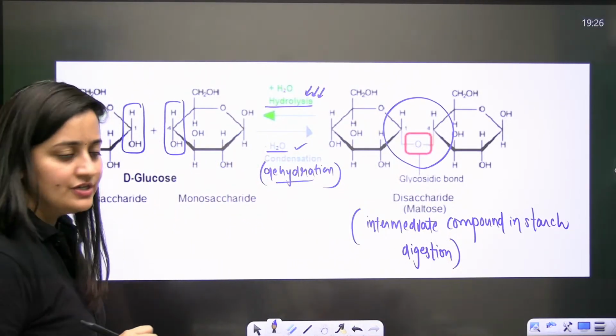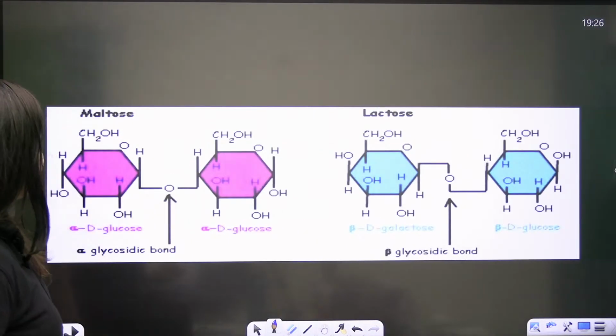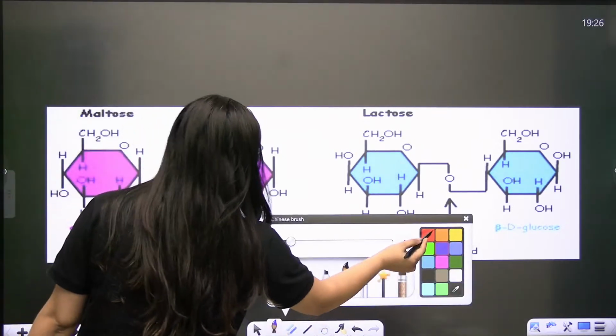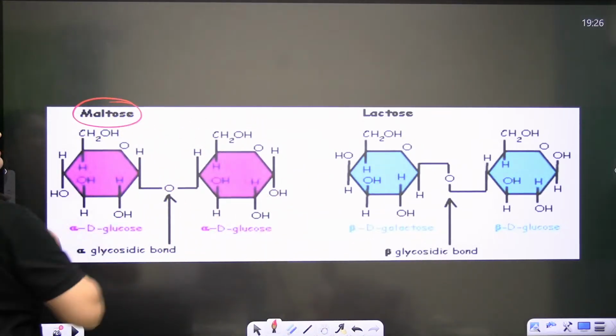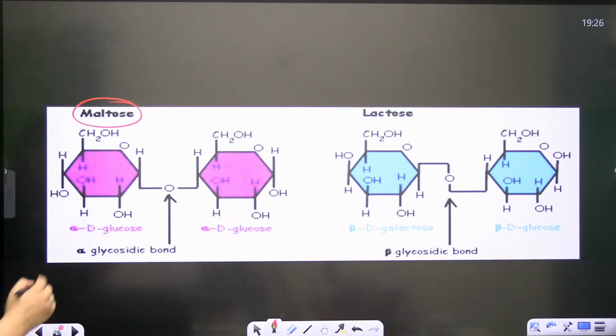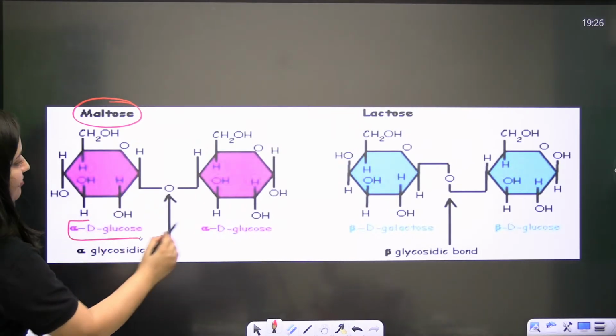Fine, in the starch digestion. Clear? So next, here we have maltose. What do we have here? Here we have the maltose. Obviously we have discussed it. So alpha D and beta.